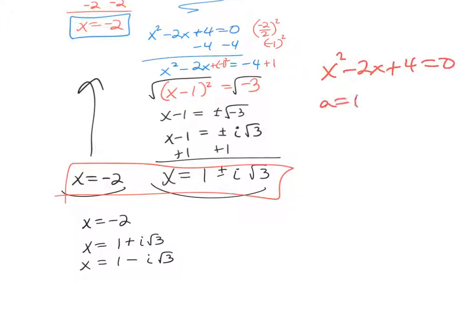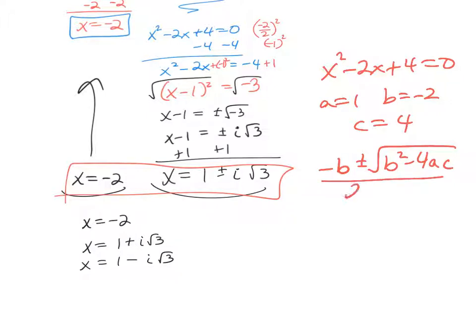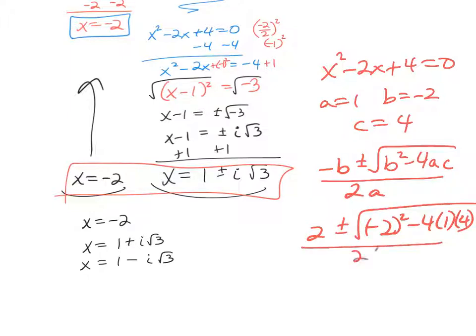My A is 1, my B is negative 2, and my C is 4. I'm going to plug it in. Opposite of B plus or minus the square root of B squared minus 4 times A times C, all divided by 2 times A. So opposite of B would be positive 2, negative 2 squared minus 4 times 1 times 4, all divided by 2 times 1.